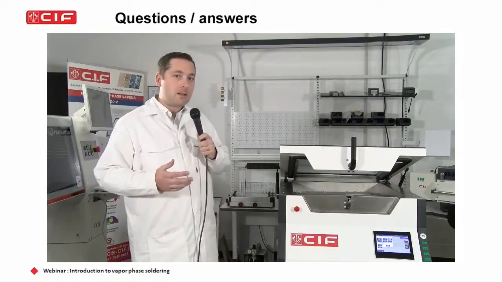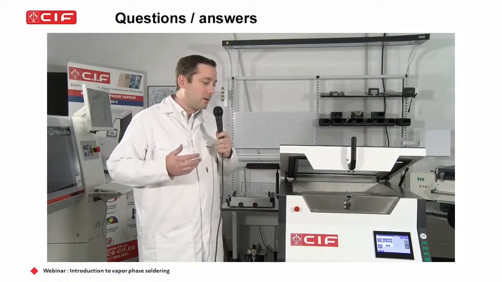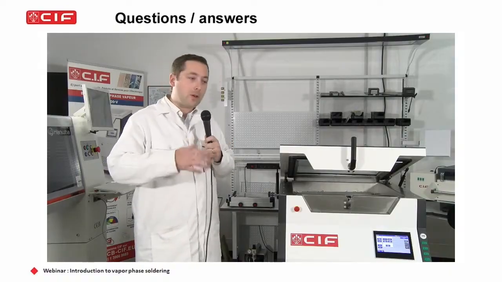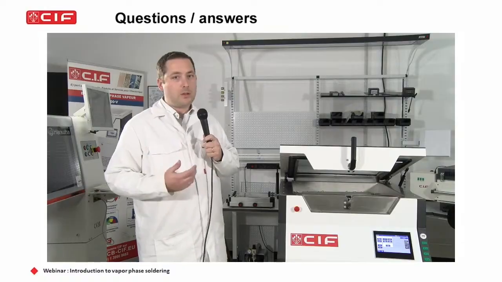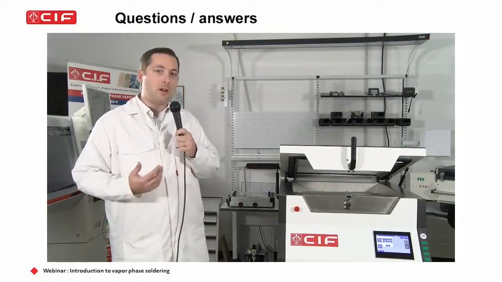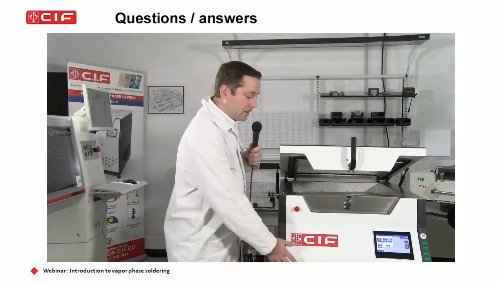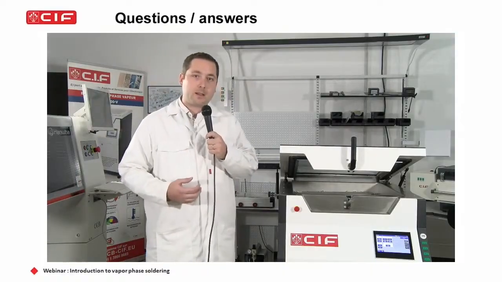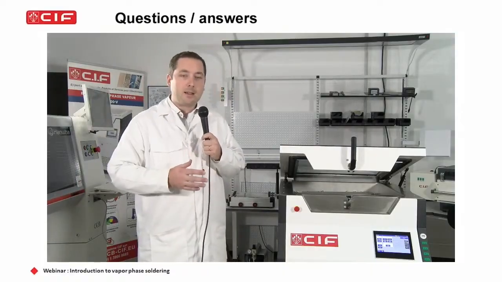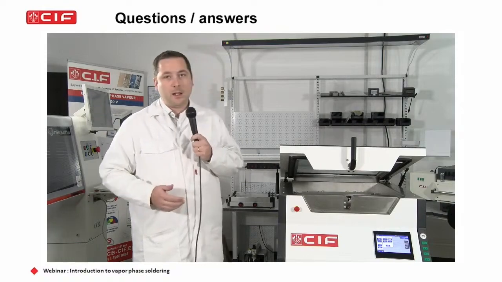So the basic maintenance is cleaning of the process tank. It takes roughly 1 hour. You need to drain using a manifold that is on the machine. You need to drain the Galden that is inside, clean the tank, and then fill it again.